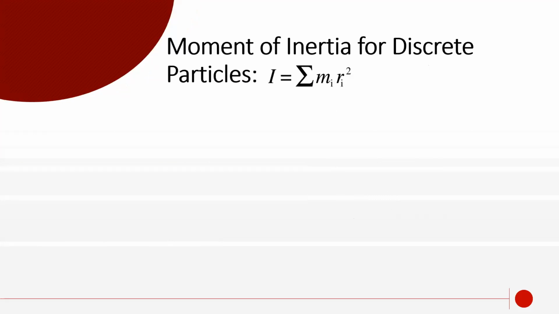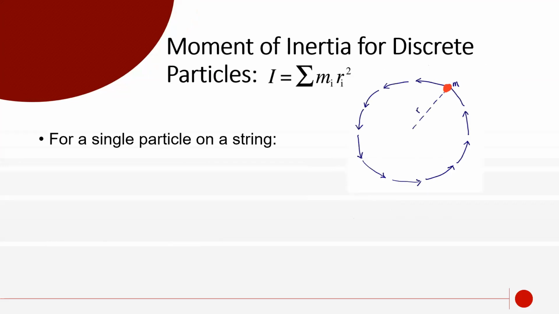Let's look at moment of inertia for a system which consists of one particle on a string moving in a circle counterclockwise about the axis of rotation. The axis of rotation is at the center of the circle and is normal to the plane of the circle. In this example, the mass of the particle is m and the particle is a distance r from the axis of rotation. The moment of inertia for this one particle is therefore defined as I equals m r squared.